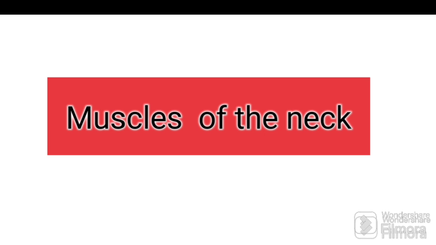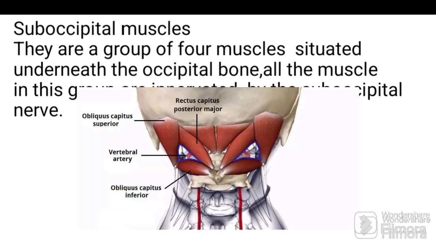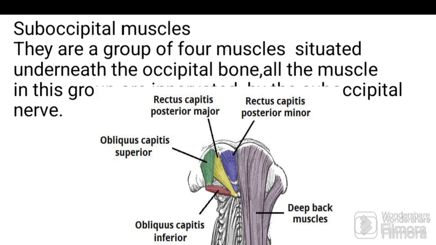So let's look at the muscles of the neck, their function and their innervation. Let's start with the suboccipital muscles. They are a group of 4 muscles situated underneath the occipital bone. All the muscles in this group are innervated by the suboccipital nerve.